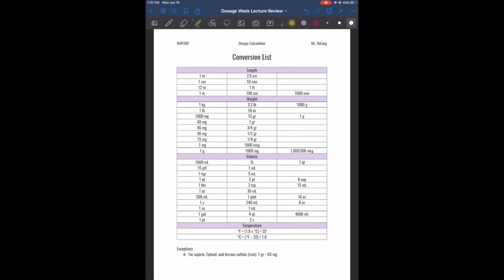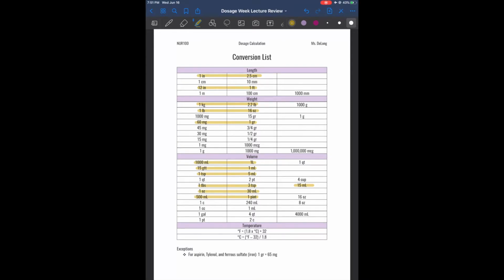And for your conversions, your heavy hitters here are going to be 1 inch is 2.5 centimeters, 12 inches is 1 foot, 1 kilogram is 2.2 pounds. 1 pound is 16 ounces, 60 milligrams is 1 grain, 1,000 milliliters in a liter, 15 drops in a milliliter, 1 teaspoon is 5 milliliters, 1 tablespoon is 3 teaspoons, and then 1 tablespoon is 15 milliliters. 1 ounce is 30 milliliters.